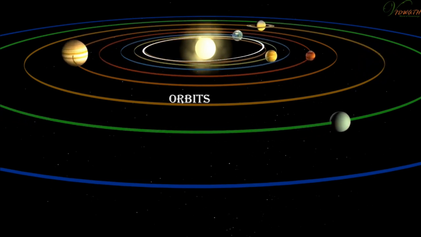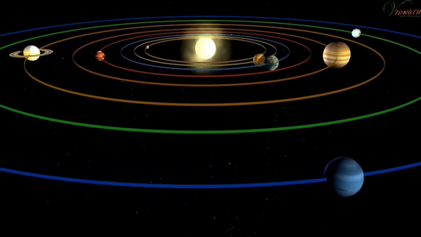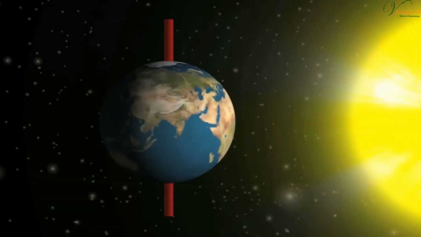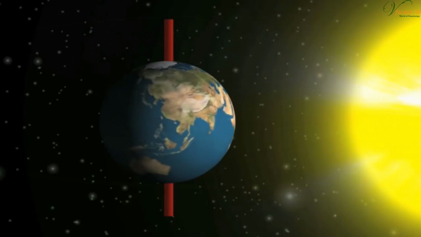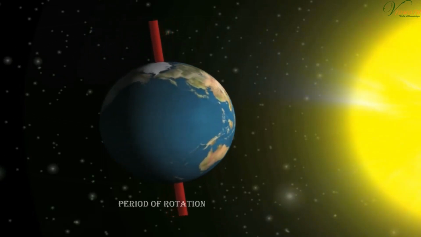The time taken by a planet to complete one full revolution around the Sun is called its period of revolution. The time taken by a planet to rotate a full 360 degrees on its axis is called its period of rotation.